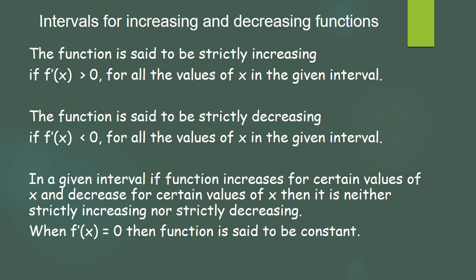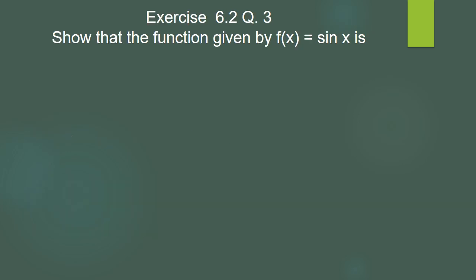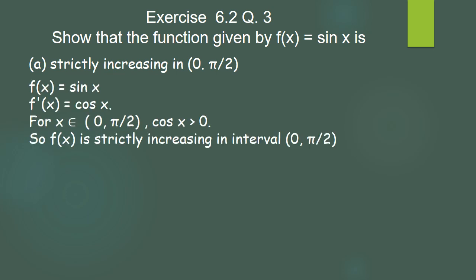To understand how to calculate, or what the question depends on, let's go to the example. They have given the example: show that the function given by f of x is equal to sin x is strictly increasing in the interval 0 comma pi by 2. So increasing or decreasing function depends upon the interval. Now they have asked to prove that it is strictly increasing. First we'll find the derivative of f of x. So f of x is sin x, so f dash of x is cos x.